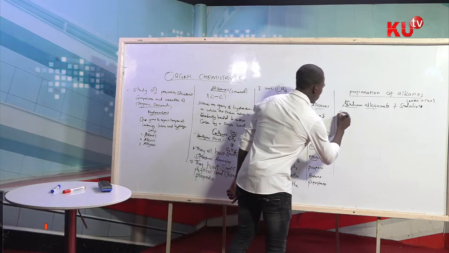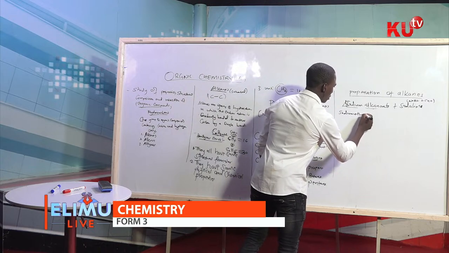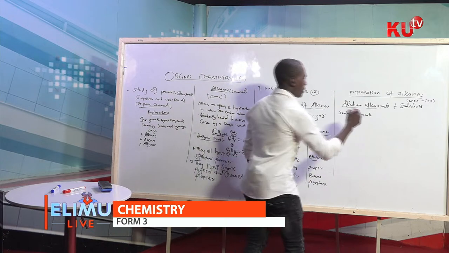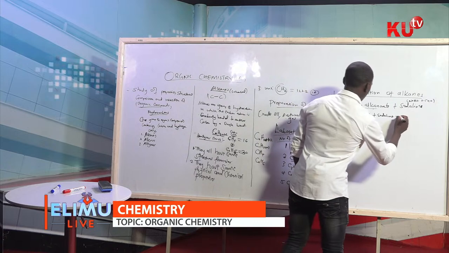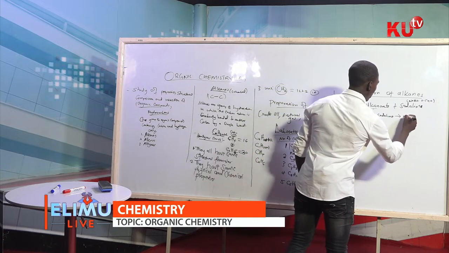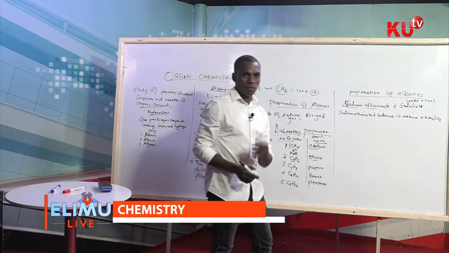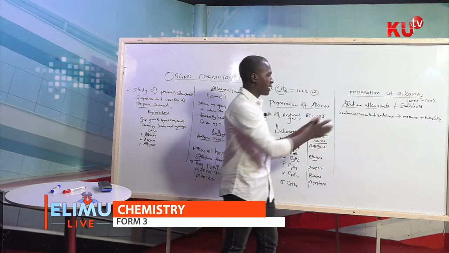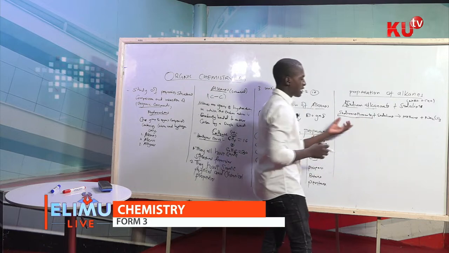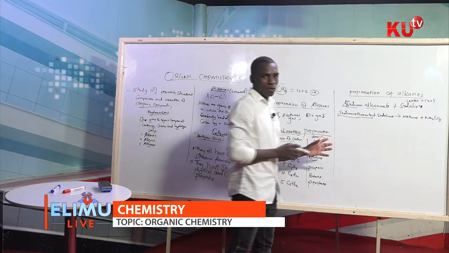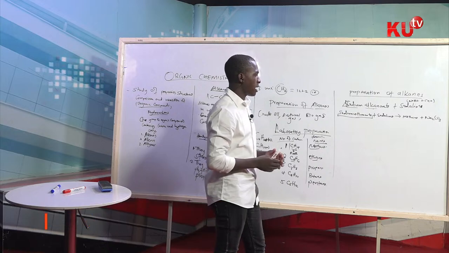If we have sodium ethanoate, and we are reacting it with soda lime, we shall get methane plus sodium carbonate. So I want to explain to you how this comes to happen, exactly what takes place here. For you to understand exactly what happens here, you need to be able to write the chemical equation of this reaction. Because writing chemical equations is one of the key elements in chemistry, and it will save you a great deal.